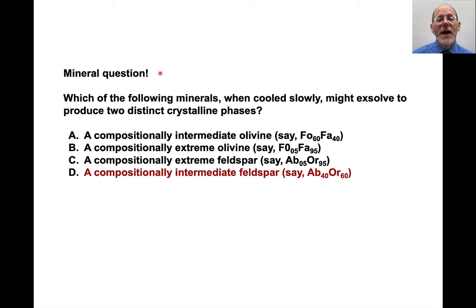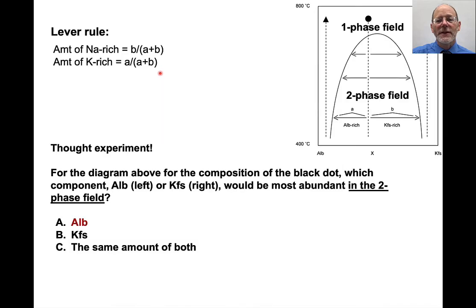And the answer is a compositionally intermediate feldspar. So if we go back, let's just run back up here. If we have a compositionally intermediate feldspar, it will enter the two-phase field during cooling. If we had a compositionally extreme feldspar, it would not.